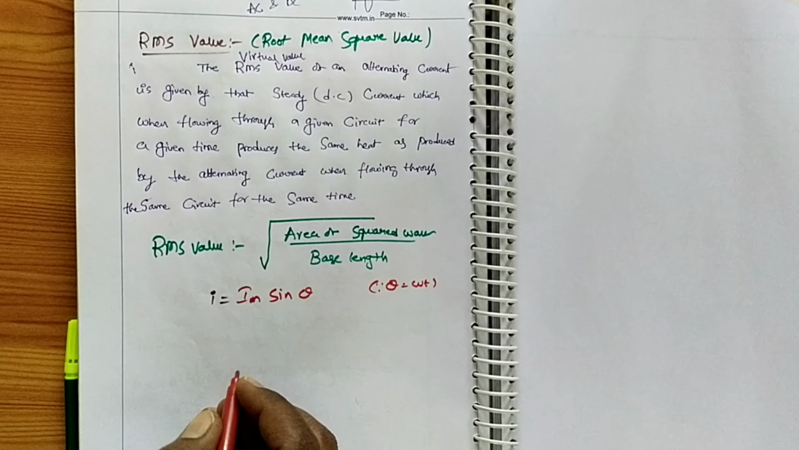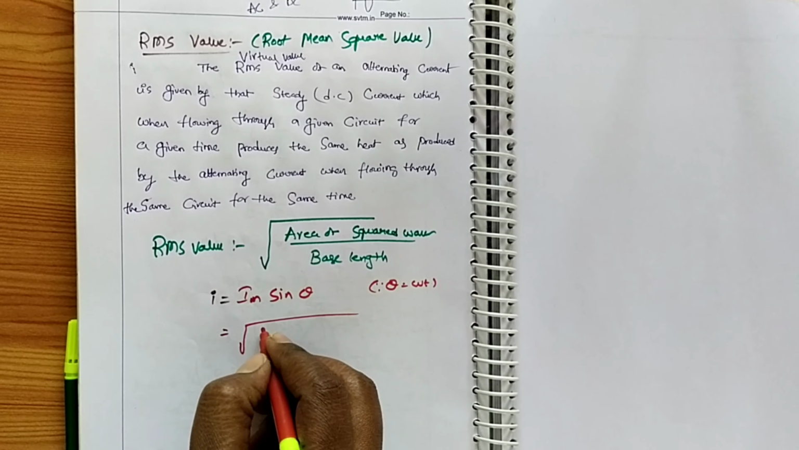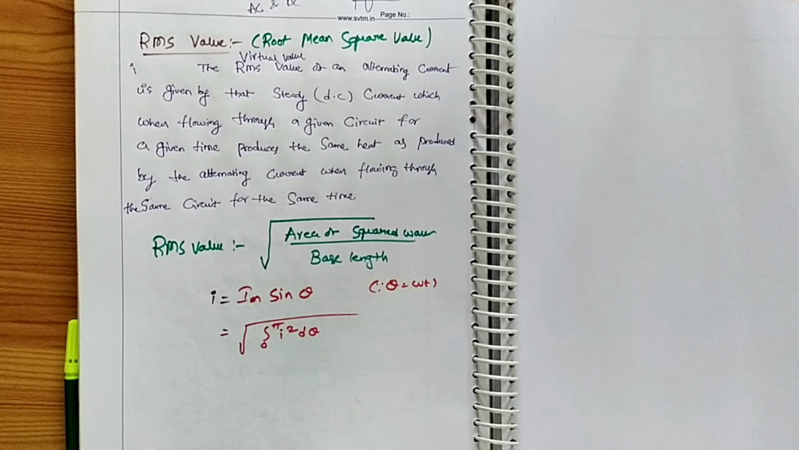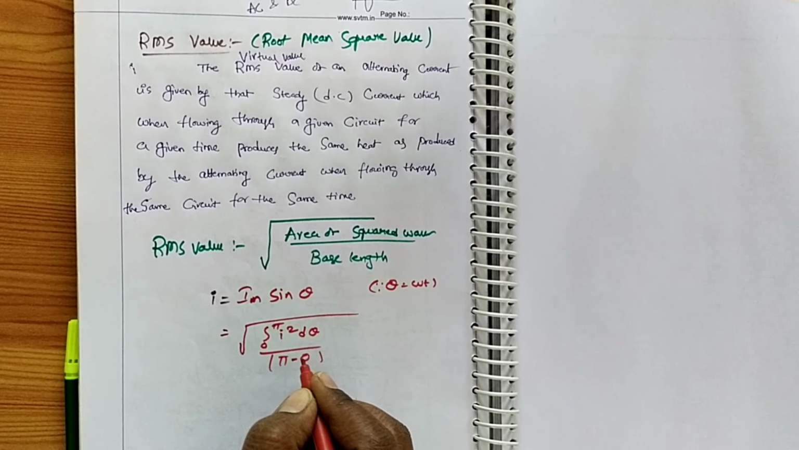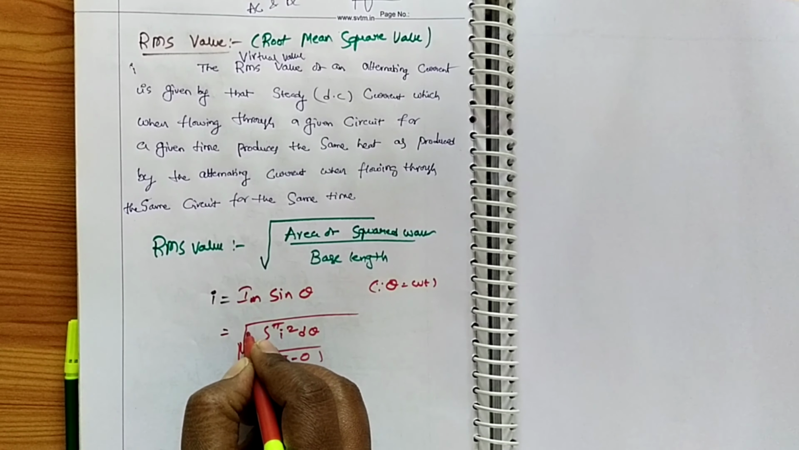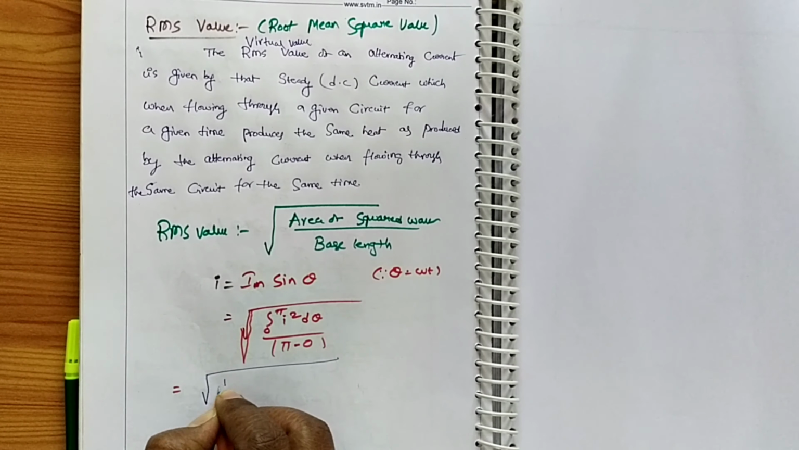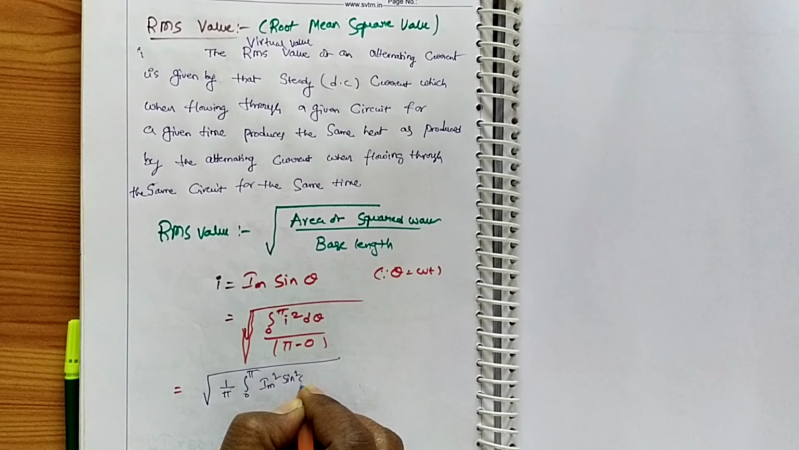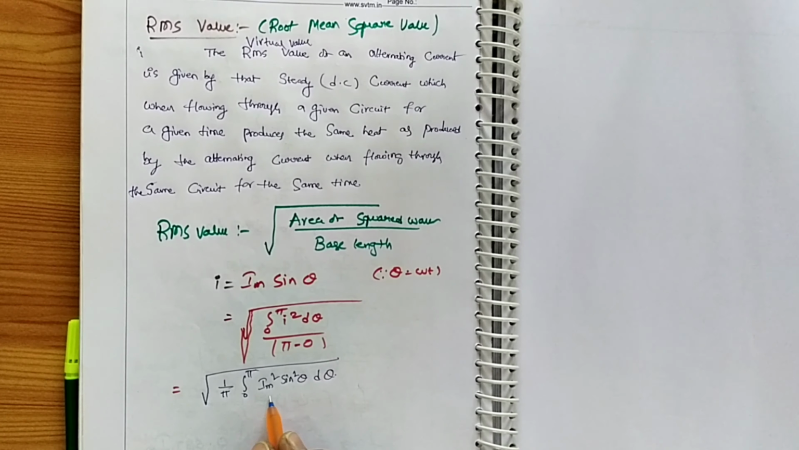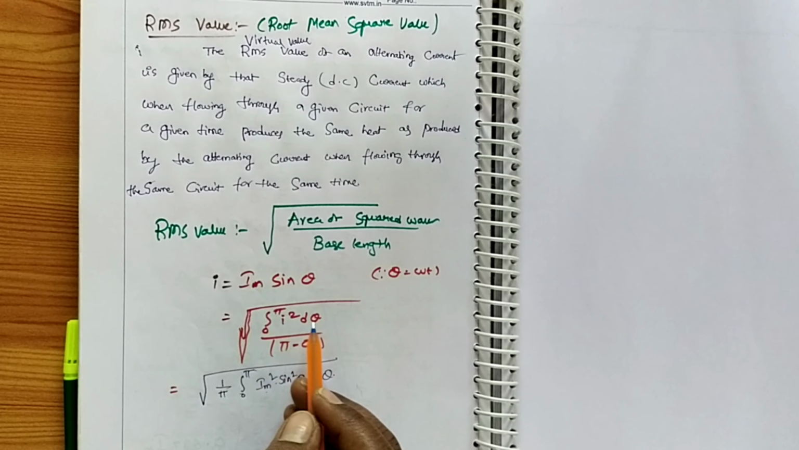The same approach we assumed for the average value applies here: RMS equals the square root of the area of the squared wave, that is the integral from 0 to pi of I square d theta, divided by the base length, pi minus 0. The square root is applied to both. That equals the square root of 1 by pi times the integral from 0 to pi of I max square sin square theta d theta, because I equals I max sin theta is substituted here. We have to consider I square because I square is related to the heat produced by losses, so the RMS value needs I square d theta.